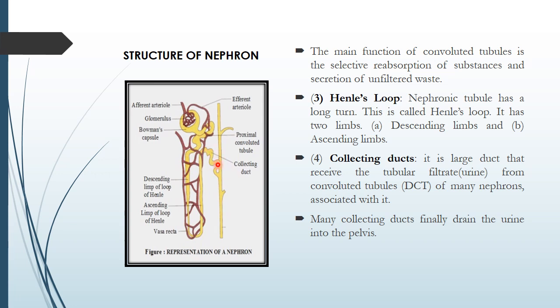It is a large duct that receives the tubular filtrate, that is the urine, from DCT part of many nephrons. Means collecting duct is common, or it provides the space for many DCTs to attach or associate with it. So many collecting ducts finally drain the urine into the pelvis portion of kidney.